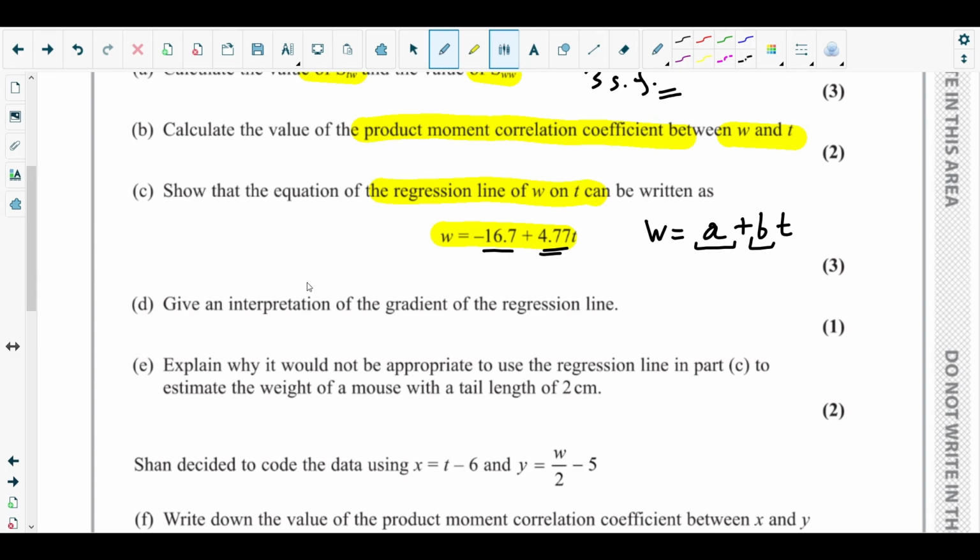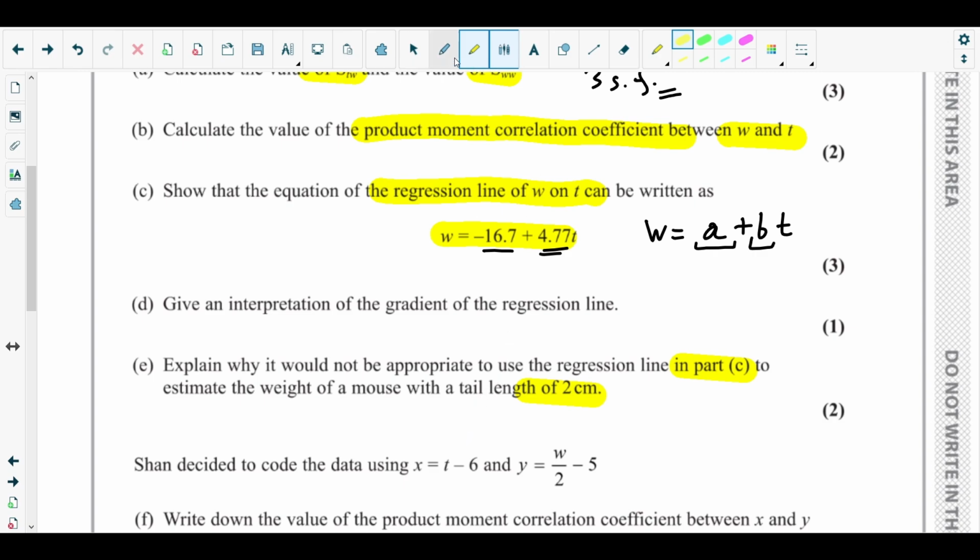Okay, next is part E. In part E, they asked, explain why it would not be appropriate to use the regression line in part C to estimate the weight of a mouse with a tail length of 2 centimeters. So why would it not be appropriate?